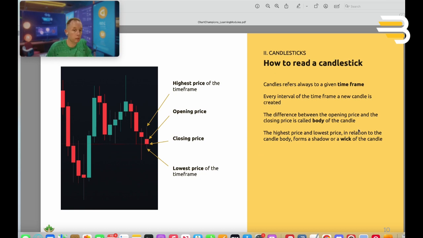So how to read candlesticks, I'm sure most of y'all know this as well, but this is real simple. Candles refer always to a given time frame. Every interval of the time frame, a new candle is created. The difference between the opening price and the closing price is called the body of the candle. The highest price and lowest price in relation to the candle body forms a shadow or a wick of the candle.